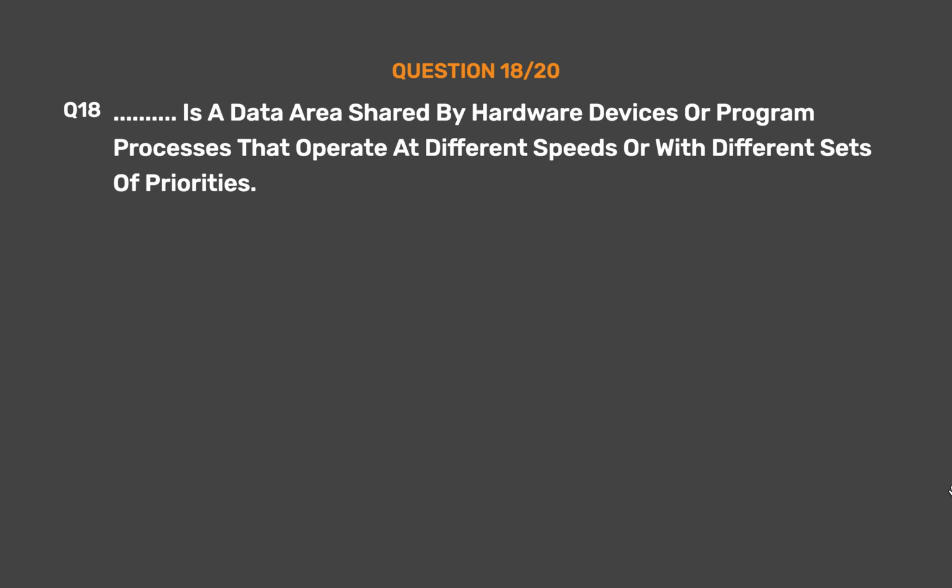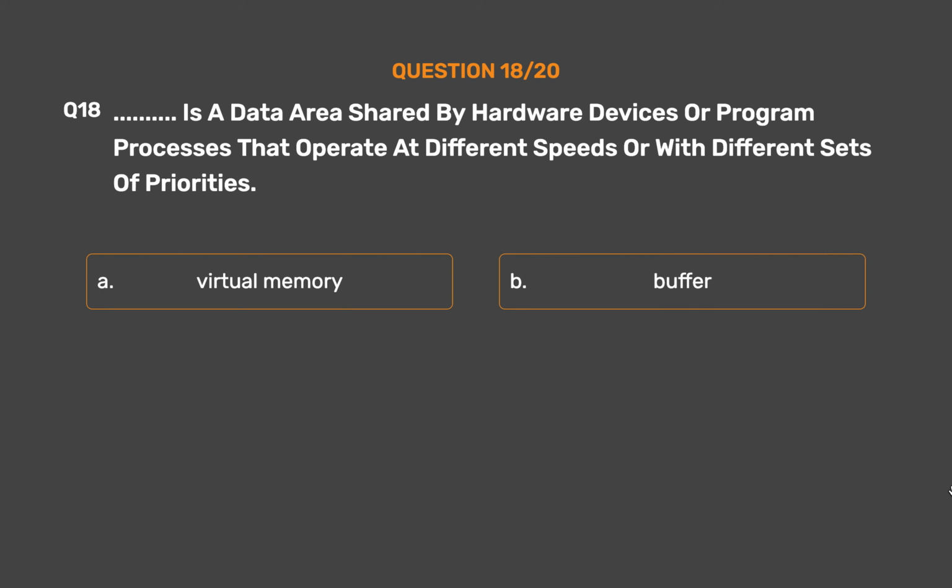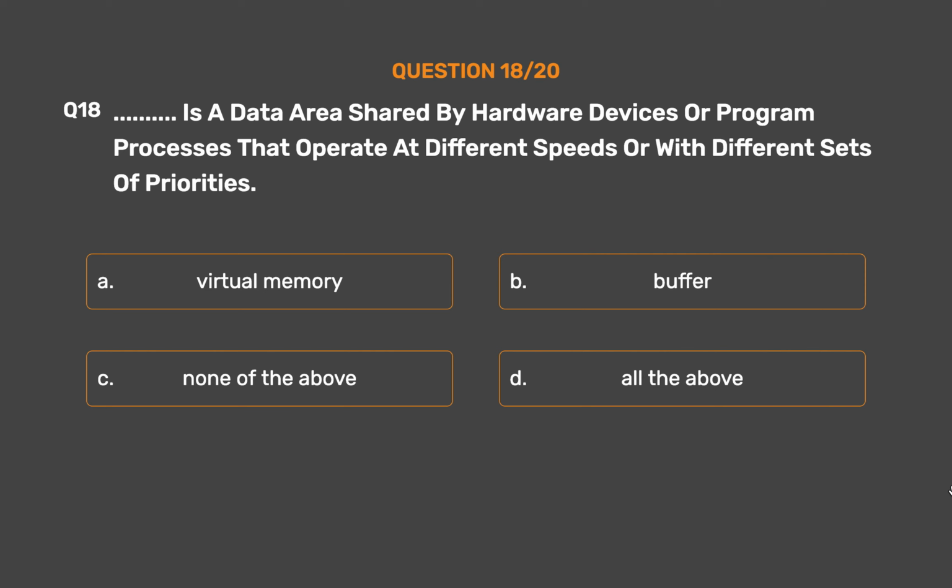Question number 18. Is a data area shared by hardware devices or program processes that operate at different speeds or with different sets of priorities? Option A. Virtual memory. Option B. Buffer. Option C. None of the above. Option D. All the above.